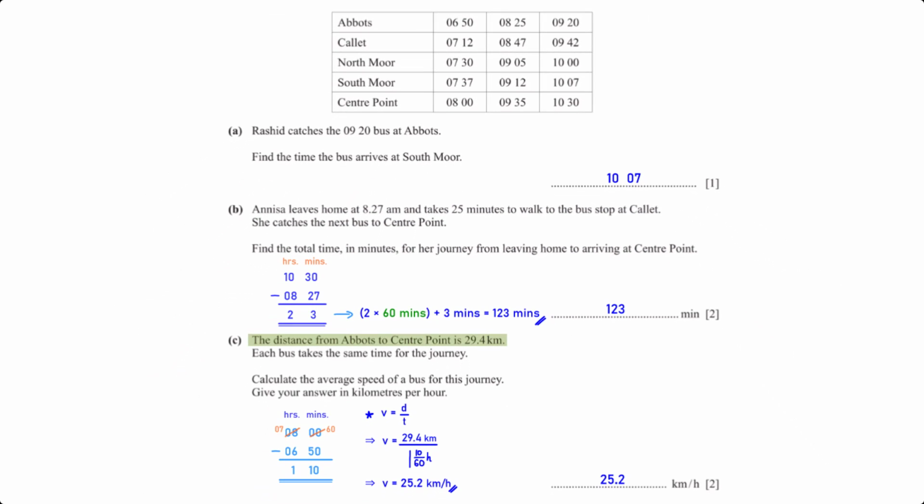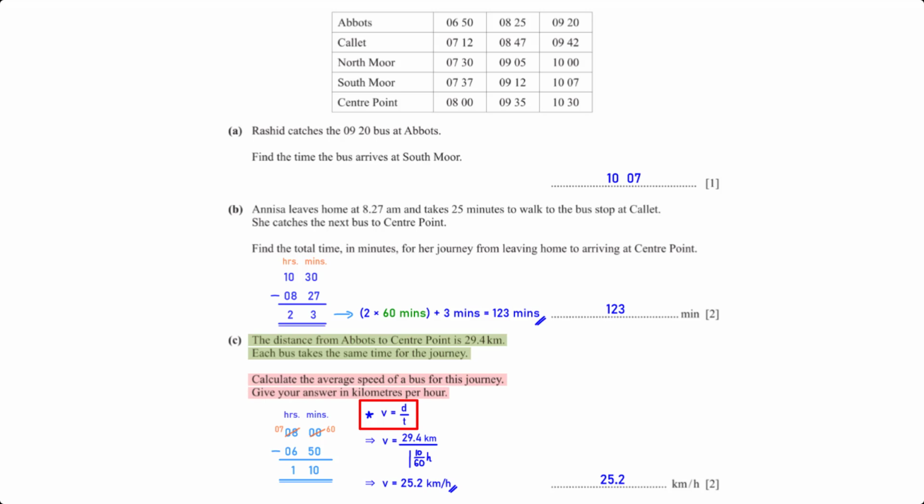The distance from Abbots to Center Point is 29.4 kilometers. Each bus takes the same time for the journey. Calculate the average speed of a bus for this journey. Give your answer in kilometers per hour.